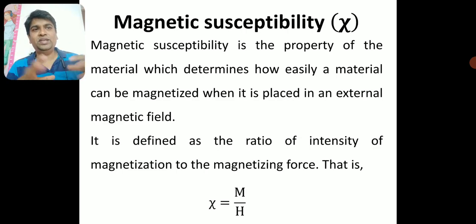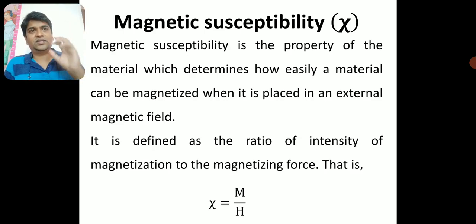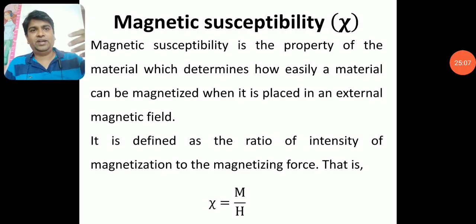It determines how easily a material can be magnetized when it is placed in an external magnetic field. That's a condition. So you should place a magnetic material in a magnetic field and look at how easily it is magnetized. If it is magnetized more easily, chi will be more. If it is not magnetized easily, chi will be less. Now in terms of an equation, I can say this as the ratio of intensity of magnetization to the magnetizing force. It is I by H, or you can say it is M by H. So chi can be defined as the ratio of intensity of magnetization to the magnetizing force.